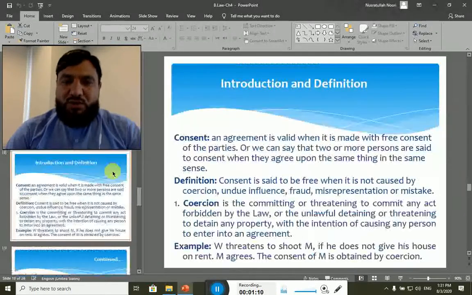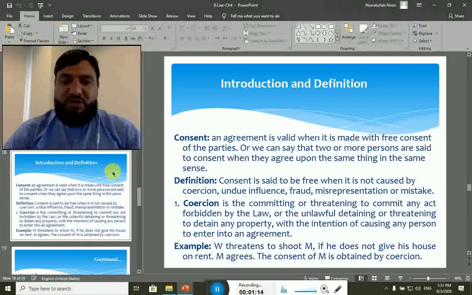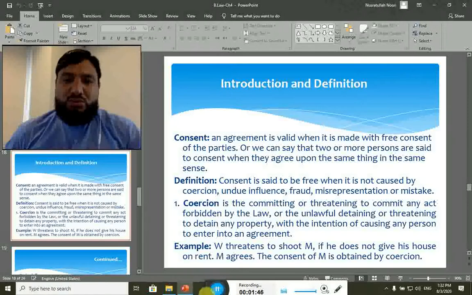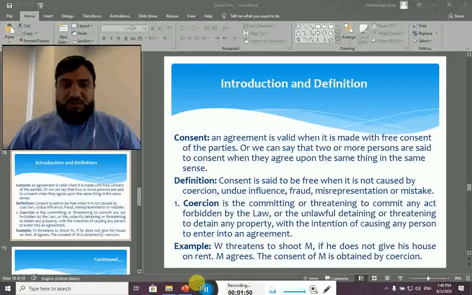So let's begin. What is free consent? Before we discuss what free consent means, let's talk about consent. Free consent means free will. Free will means that whatever you want is from your own will, and there is no external pressure in any means upon you to do that act. An agreement is valid when it is made with free consent of the parties, or you can say that two or more persons are said to consent when they agree upon the same thing in the same sense, right?